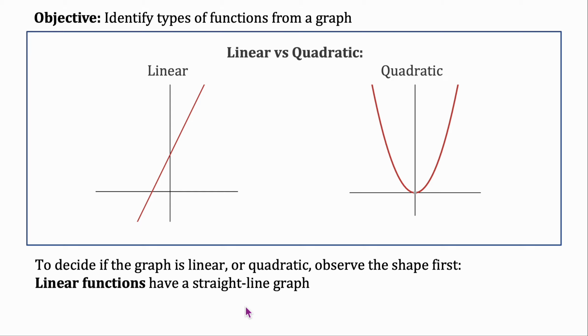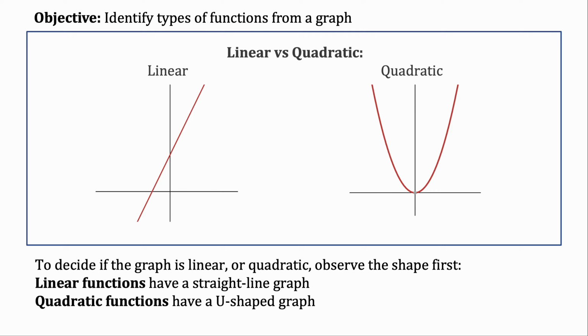A linear function, just like the word line is contained in it, will always have a straight line graph. All lines are linear functions, as long as they're not a vertical line. So lines that are sloping upward, lines that are sloping downward, lines that are horizontal, all those lines are linear functions.